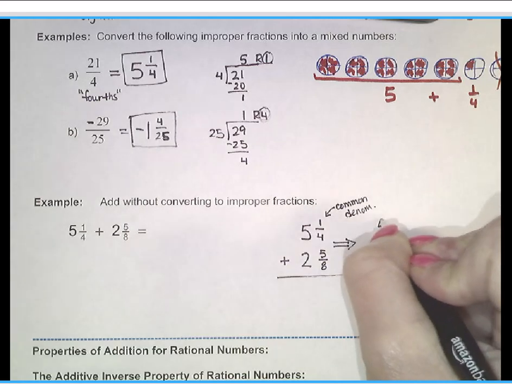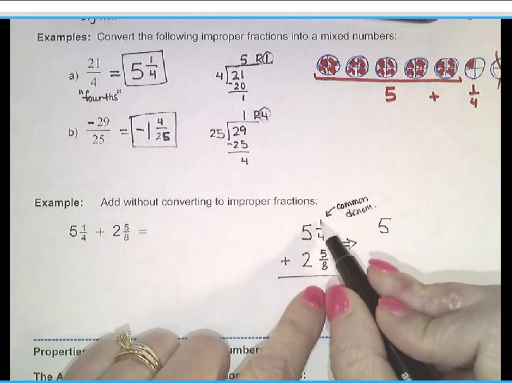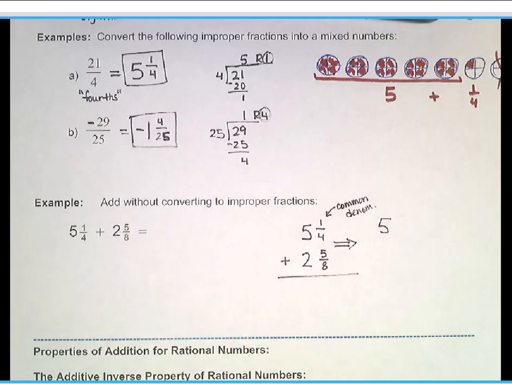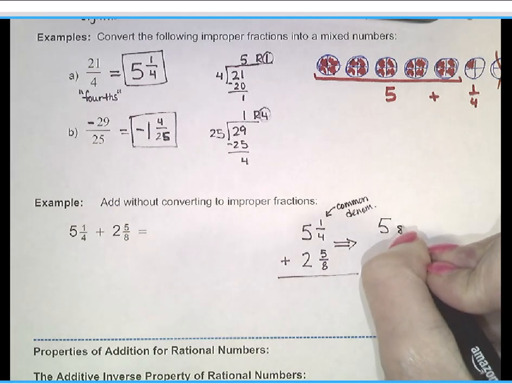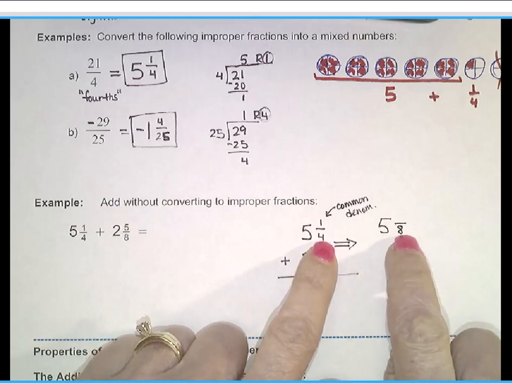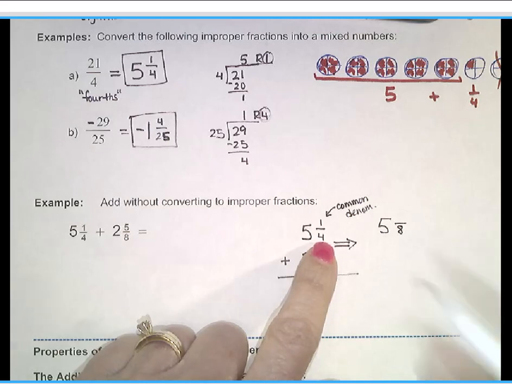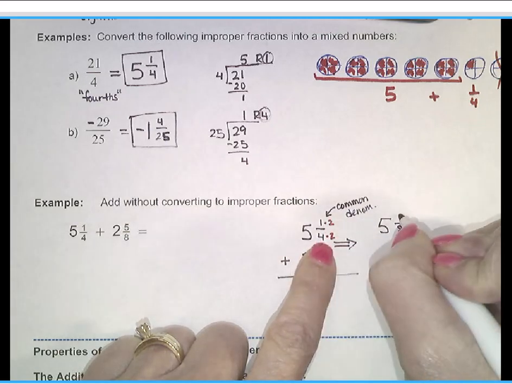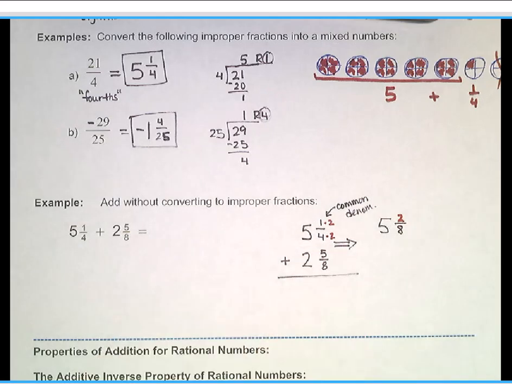So I'm still going to have my 5. But 1/4 and 5/8, what's the common denominator that we're going to want to use? Well, I think 8 would be a good denominator. So I'm going to make an equivalent fraction here so that this 1/4 is written as eighths instead. So what would I have to multiply the 4 by? I'd have to multiply by 2. You have to multiply by 2 on top and bottom. You get 5 and 2/8. That's the same thing as 5 and 1/4.